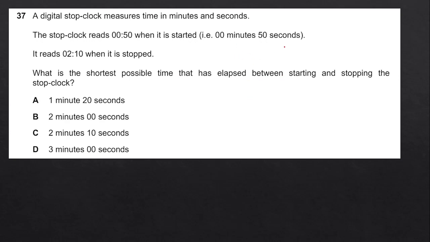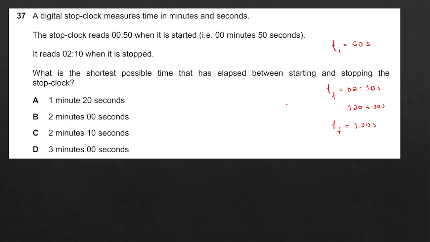Alright, so let's look at what is the initial reading. The initial reading is 0 minutes 50 seconds. So let's just call it 50 seconds. Let's call T initial 50 seconds. Let's try to calculate the final time. So T final is 2 minutes and 10 seconds. Let's convert this into seconds. A minute contains 60 seconds, so 2 minutes is 120 seconds plus 10 seconds. So the final time is 130 seconds.